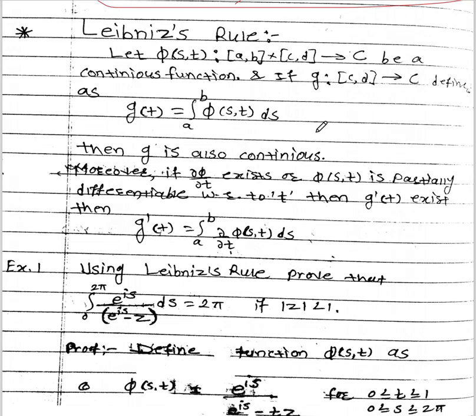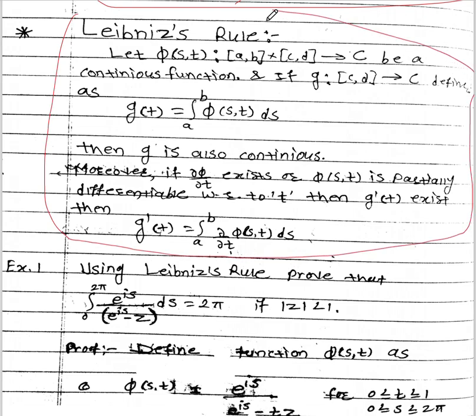Okay. So here we can say that g is also a continuous function. If phi(s,t) is a continuous function, then the other function defined by g(t) in this way is also a continuous function. Moreover, if del phi by del t exists, or phi(s,t) is partially differentiable with respect to t, then g dash of t exists. Then g dash of t equals the integral from a to b of del by del t of phi(s,t) ds. Okay. So this is the statement of the Leibniz rule.